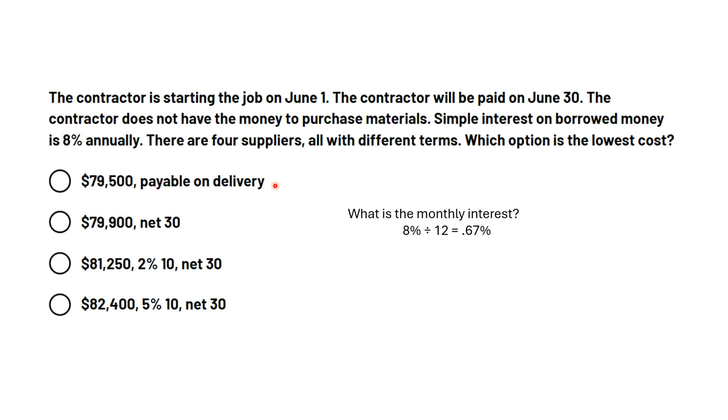Okay. So the first supplier is offering to sell the supplies at $79,500 payable on delivery. So what happens is the contractor is going to have to borrow that money, right? So at 79.5, adding 0.67% interest. Now, if you have the good kind of calculator where you just have to hit the plus sign, you could put 79.5 in your calculator, hit the plus sign, and then hit 0.67% interest, and boom, your answer comes up. Okay, and that's the kind I suggest you have.